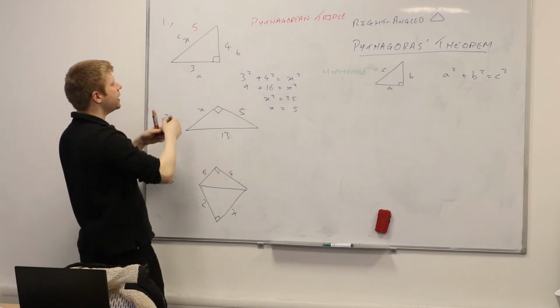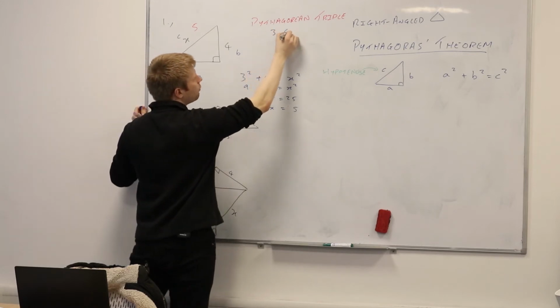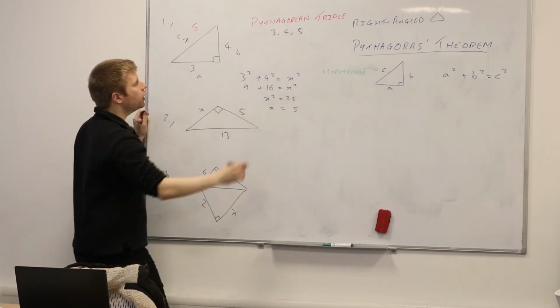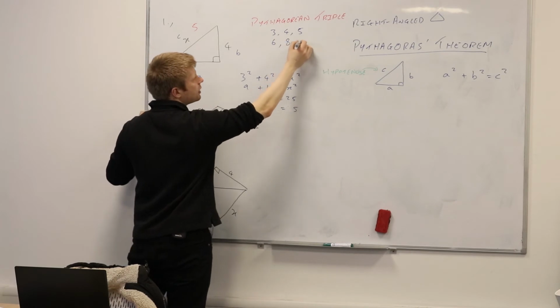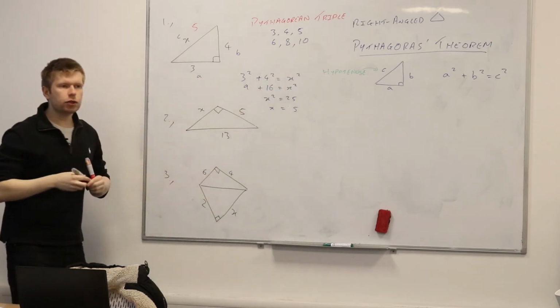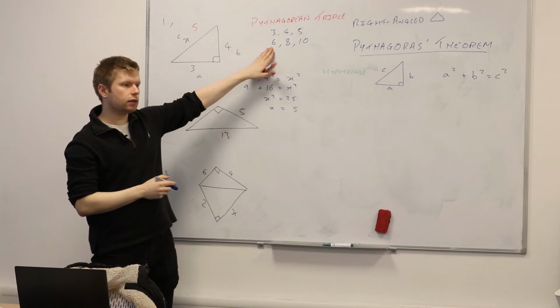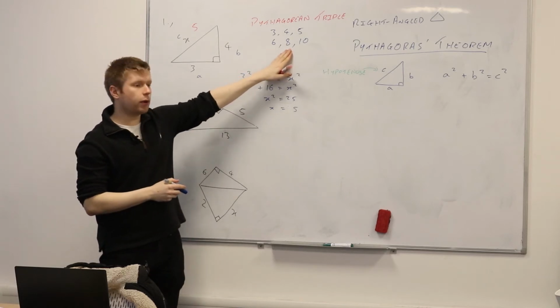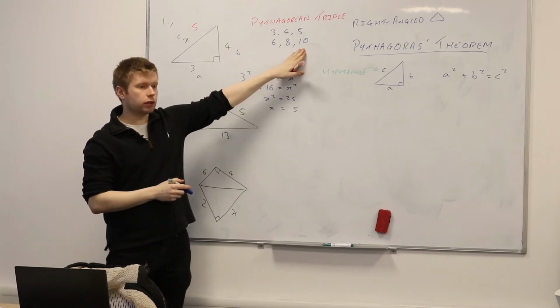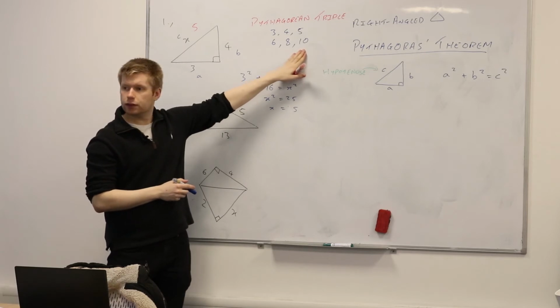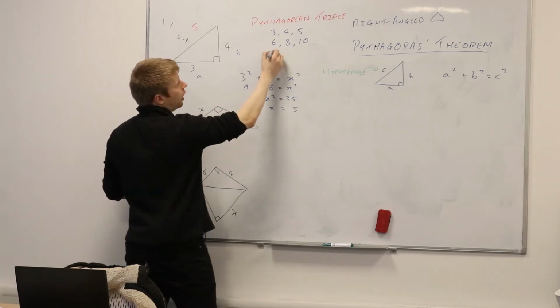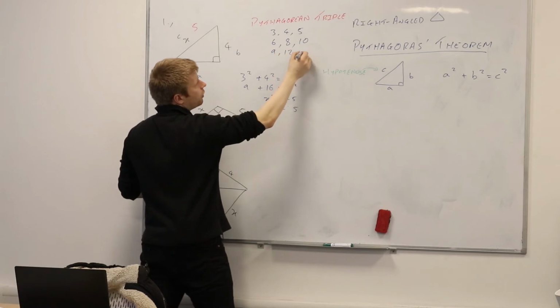And the great thing about this is if we scale this triangle up, in other words, make it twice as big, because 3, 4, and 5 is a Pythagorean triple, so would 6, 8, and 10 be. Yeah? Check it. 6 squared is 36. 8 squared is 64, which adds to 100. 10 squared. Does that make sense? And I could keep going. So 9, 12, and 15.